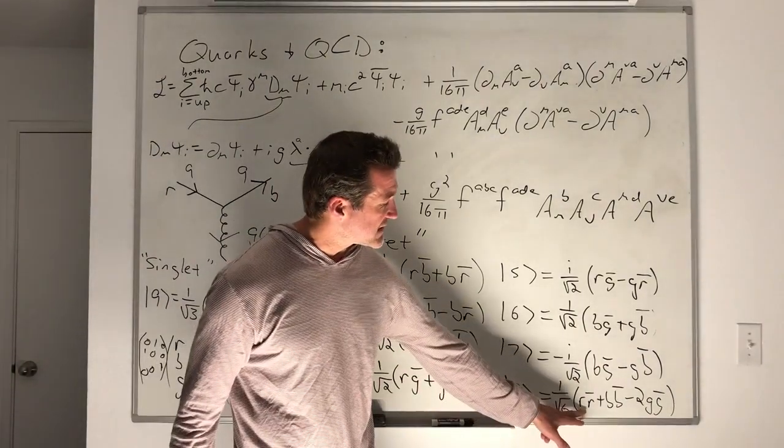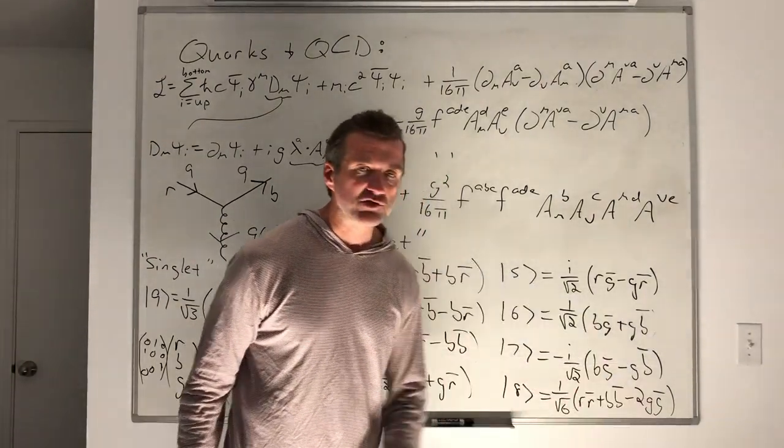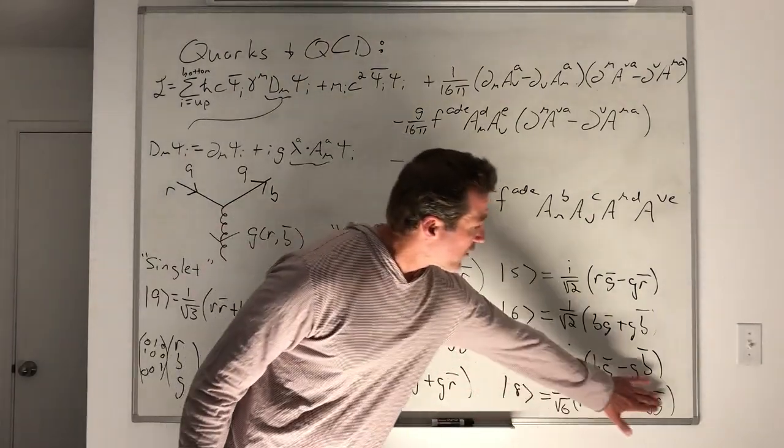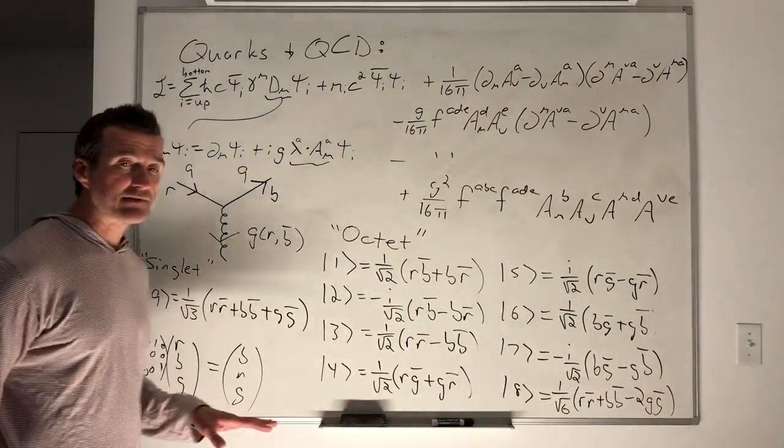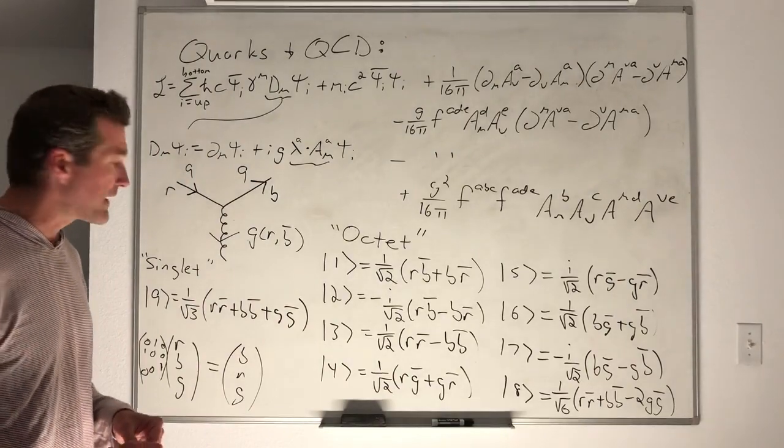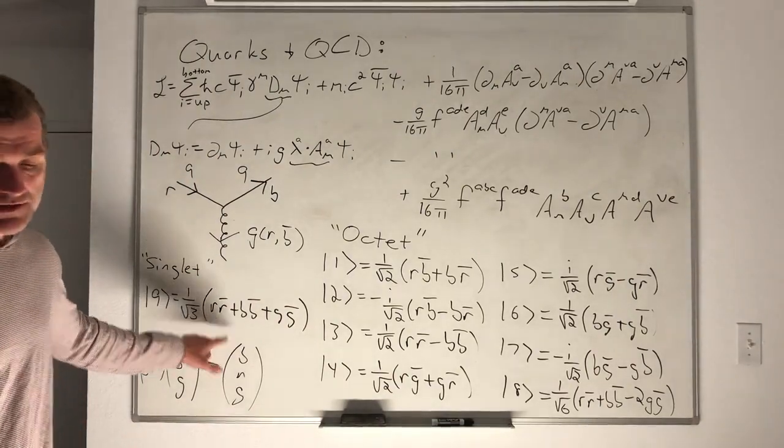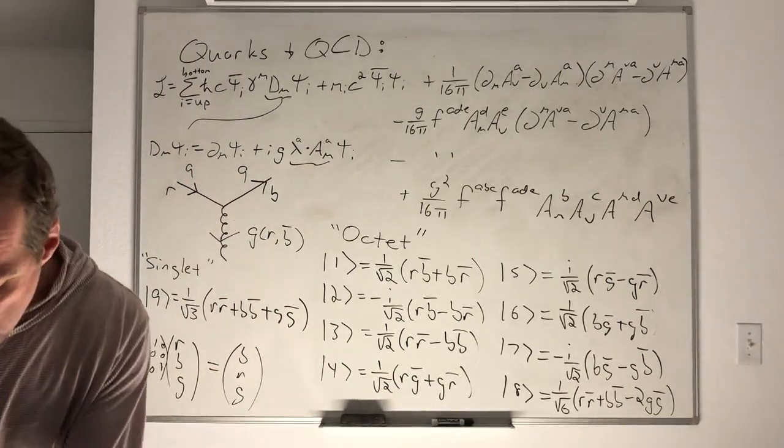And it clearly transforms under an SU3 transformation. And so too does this one, RR bar plus BB bar minus 2 GG bar. This transforms under most SU3 transformations as well, okay? But this guy is invariant under every single SU3 transformation that you could imagine throwing at him.